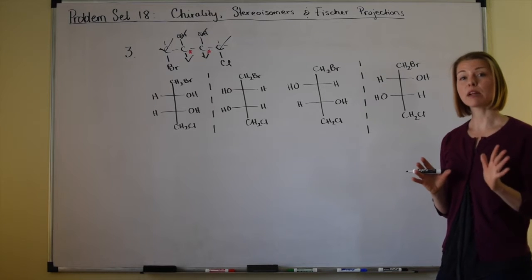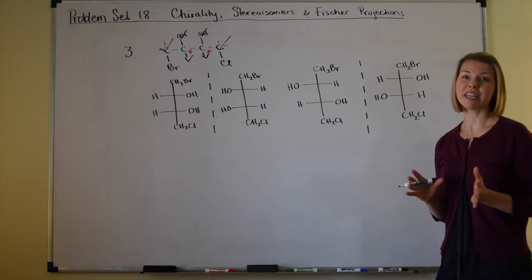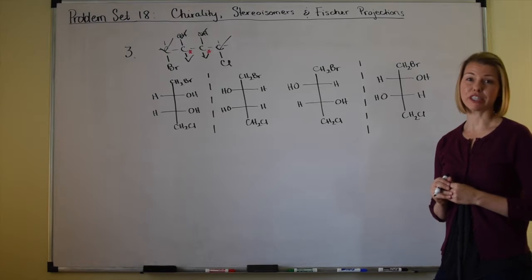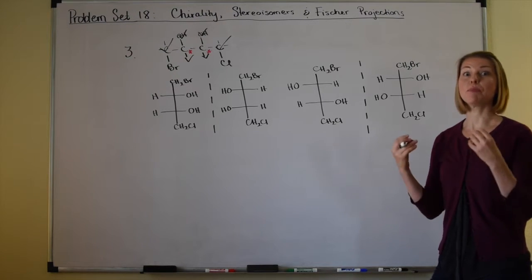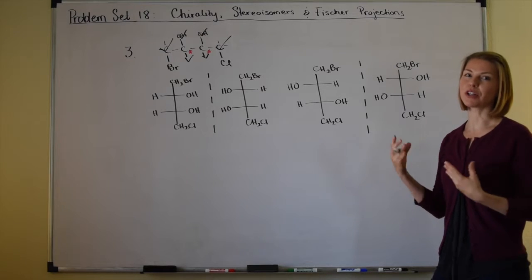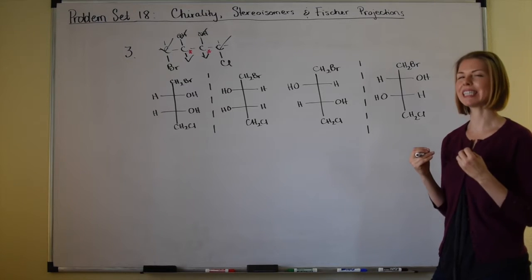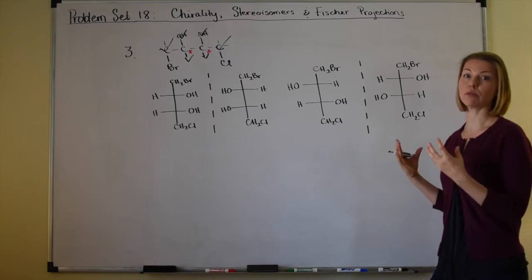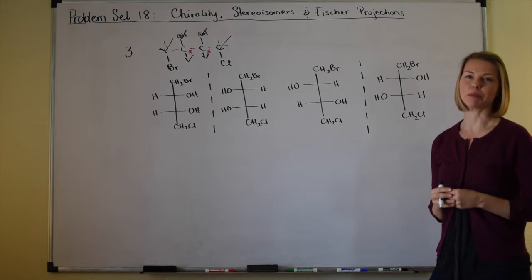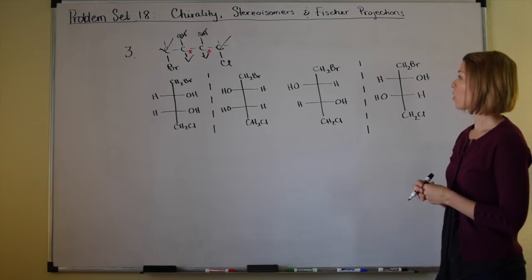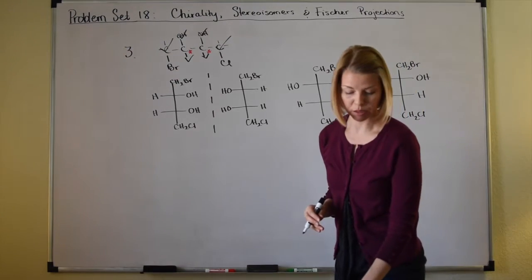And if you have a set of models, I highly recommend that you use it when you're going over stereoisomers. It will really save you a lot of confusion to build the models and put them in the Fischer projection, so you can really see how those will not superimpose. Manipulate them, try to move them around, you won't get them to superimpose. All right, so we've got all 4 of our stereoisomers.